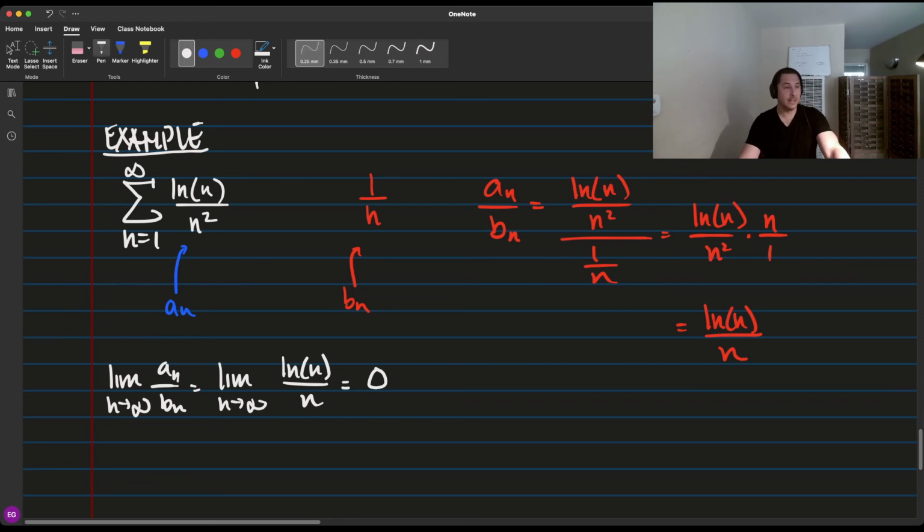Now, if the limit equals 0, we know that if b_n... let me scrap that example, sorry.